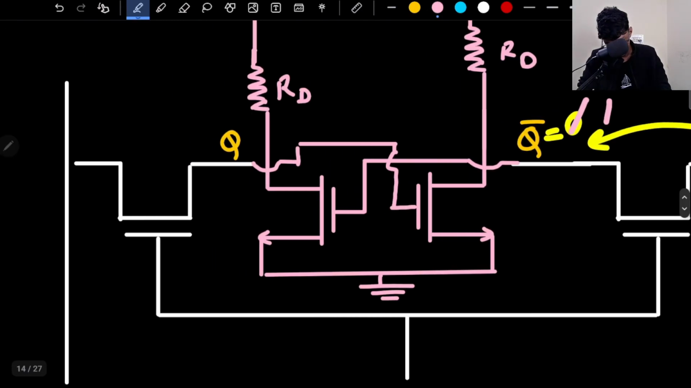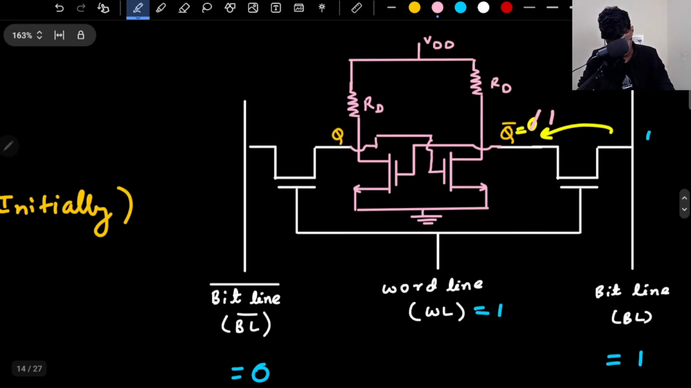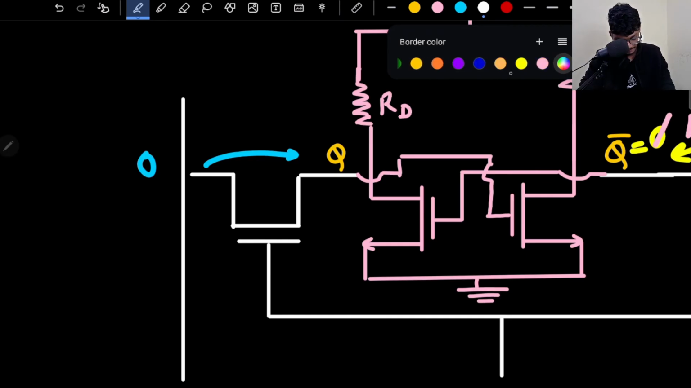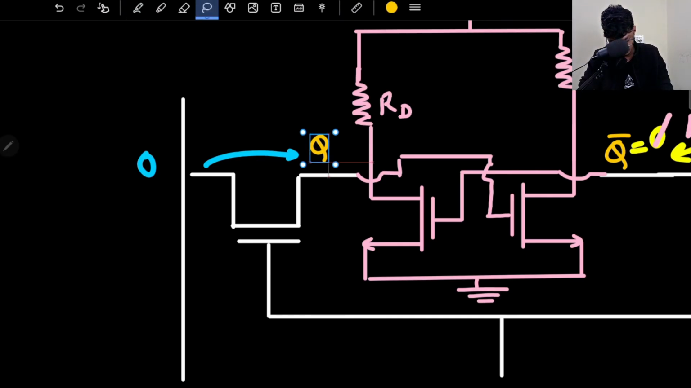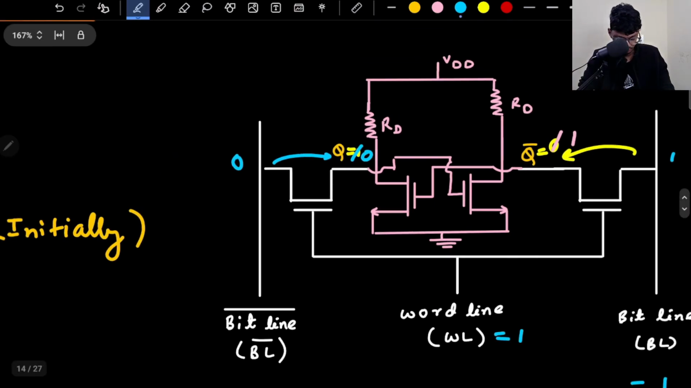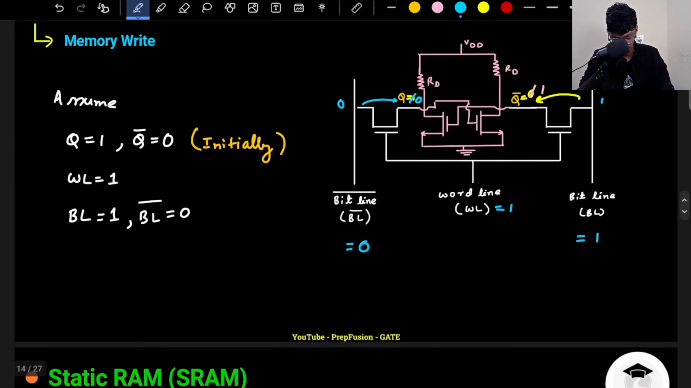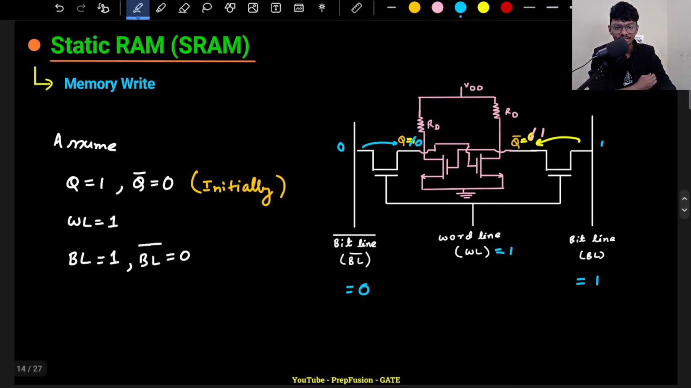Same here as well. This is 0, so this 0 will come here, and this pass transistor logic is active. So initially my Q was 1, and now it got changed to 0. That's how we store the data. I have just explained the implementation; it is not that simple. I have tried to explain the basic thing, memory read and write. That much you need to know.